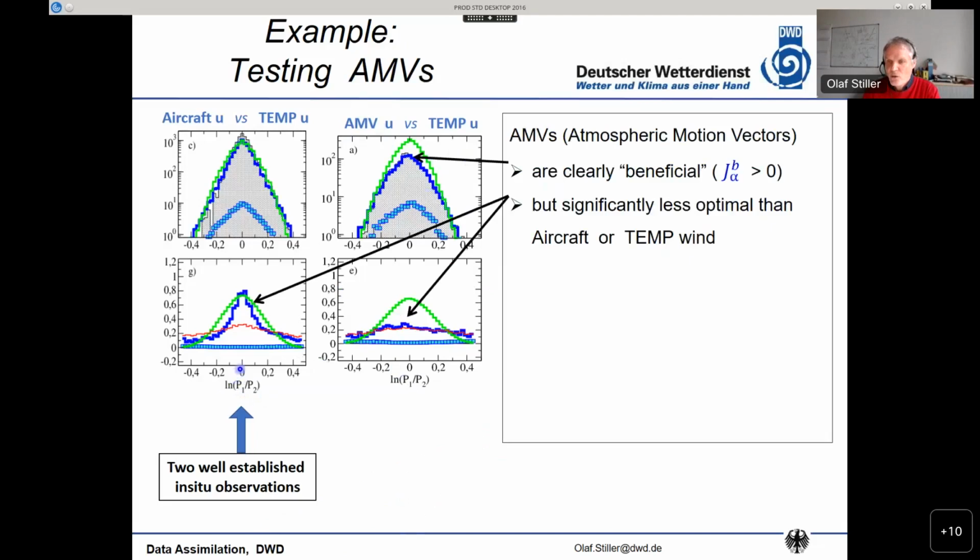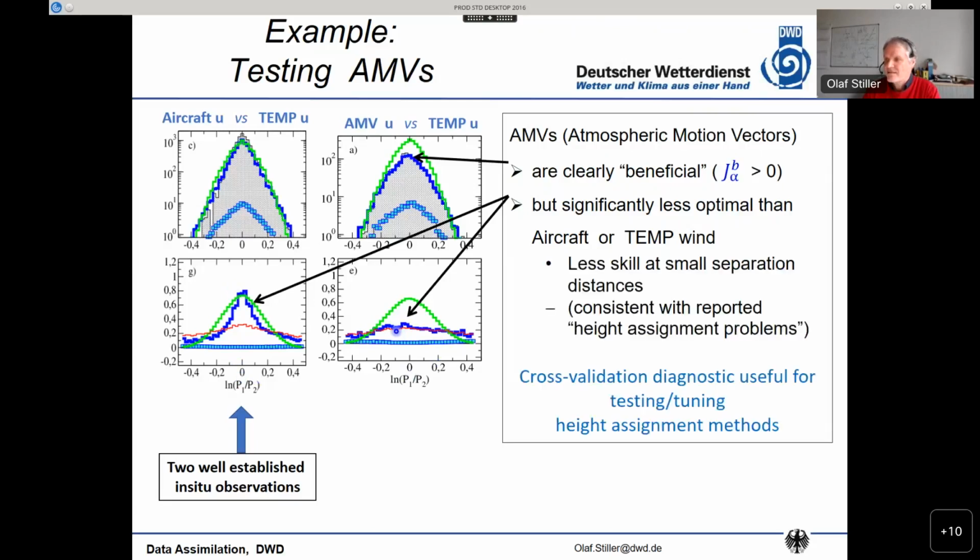This peak at no vertical distance, which is very typical for all in situ measurements, is completely missing in these data here. That shows you that there are some suboptimalities, and it is consistent with reported height assignment problems. So if anybody has an idea how to improve the height assignment, or another idea how to improve the processing of these data, I believe this tool can be very useful for testing and tuning your ideas.